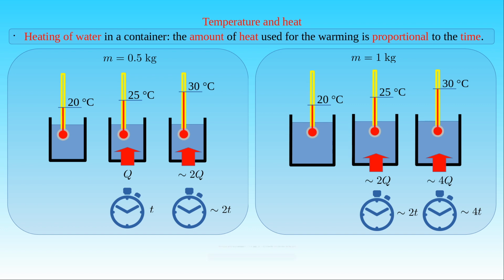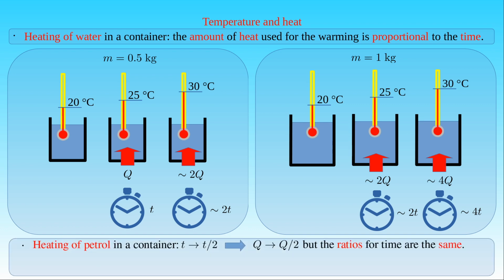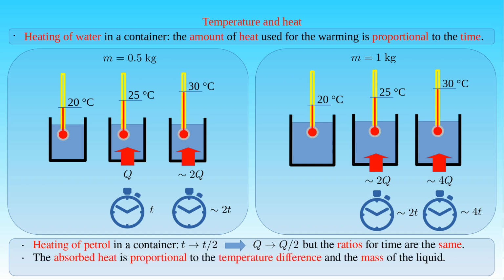If we repeat this experiment with petrol, we find that the time of heating is always about half of the one measured for water, but the ratios between the measured time intervals remain the same. Therefore, the heat absorbed by the petrol is also half of the heat absorbed by the water. In other words, it takes twice as long to produce the same increase in temperature for water than for petrol, which indicates that water needs 2 times more heat to increase its temperature by 5 or 10 degrees than petrol. At the same time, we see that in both cases the absorbed heat is proportional to the temperature difference and the mass of the liquid. We can also conclude from the results obtained for water and petrol that the proportionality factor between heat and mass, or heat and the difference in temperature, depends on the physical properties of the liquid.